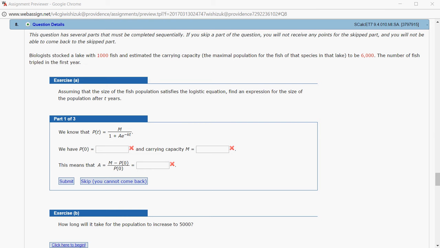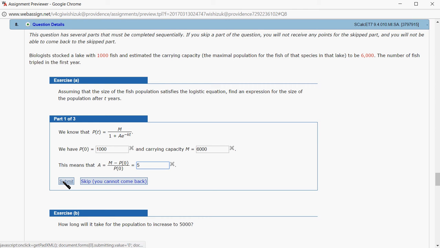Assuming that the size of the fish population satisfies the logistic equation, find an expression for the size of the population after t hours. It's a logistic equation, so we actually know the form of the solution. We start with P0 of 1,000 fish, and the carrying capacity M is 6,000, which is given. So 6,000 minus 1,000 is 5,000, divided by 1,000, so it's 5. We put 5 here.